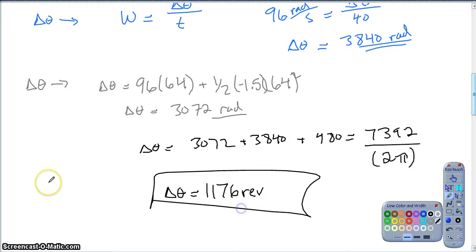Okay, so you say you wanted a revolution, we just got one. But anyway, we actually had 1,176 of them. And anyway, hopefully this question wasn't too bad.